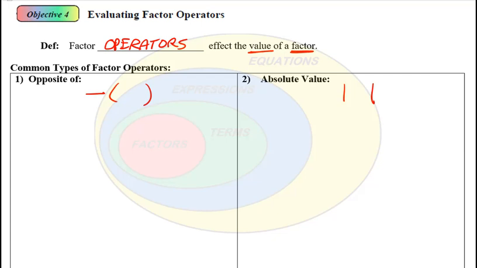All right, evaluating factor operators. So factor operators affect the value of a factor. This is huge because it actually changes the value of a factor. And we need to know those factor values before we can understand anything about a term, because factors make up terms. So you're going to see symbolism that looks like this, the opposite of, and we have a negative sign with the parentheses. The parentheses are signifying a factor.